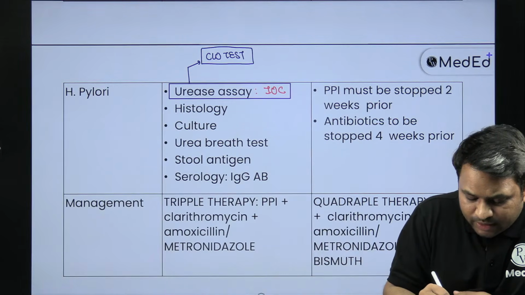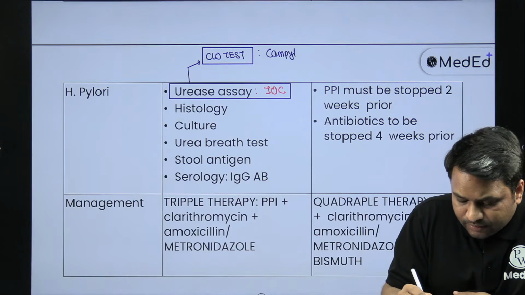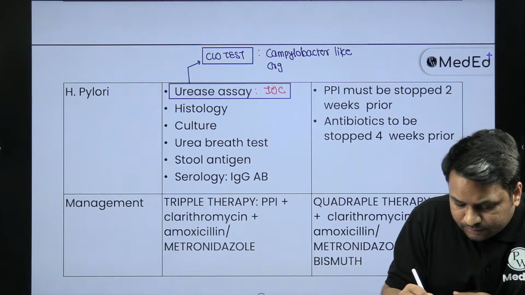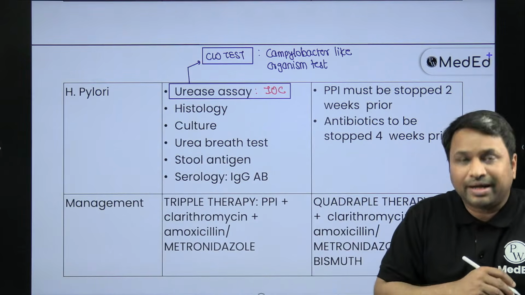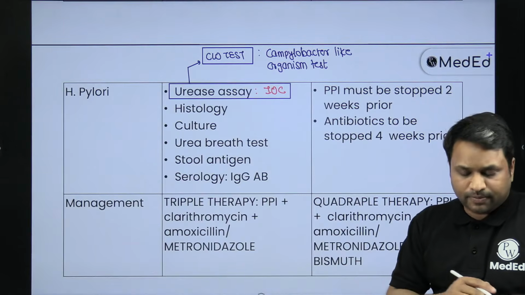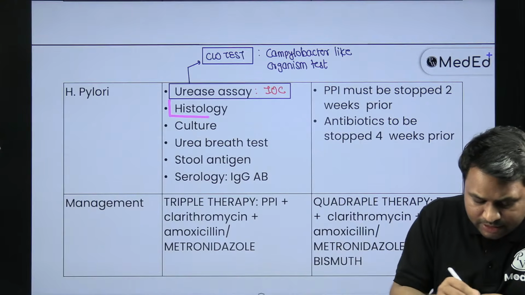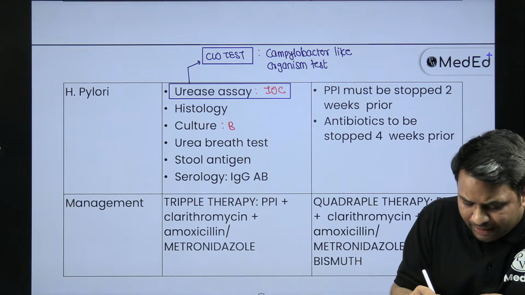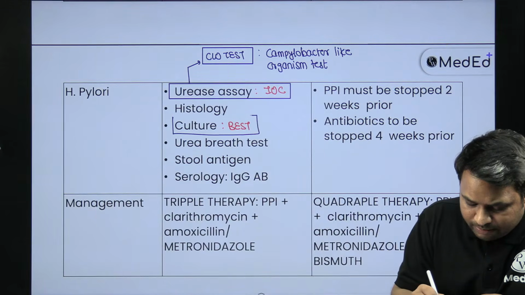So, what is a CLO test? It is a Campylobacter-like organism test. On the other hand, you have histology, which is the other one. But if I ask what is the best investigation, for all bacteria, you cannot beat the culture. So culture becomes the best.